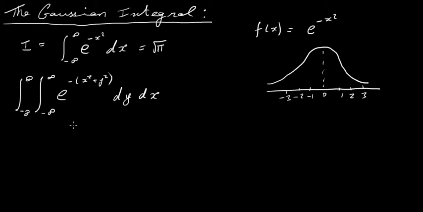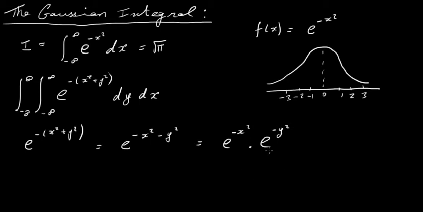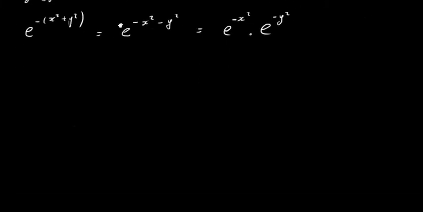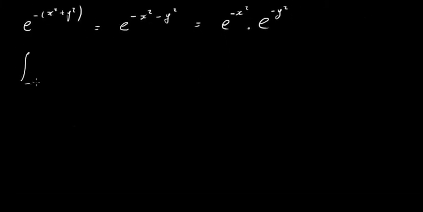Now what I'm going to do first is just have a look at this e to the power of minus (x squared plus y squared). That's just equal to e to the power of minus x squared minus y squared, and that is just equal to e to the power of minus x squared times e to the power of minus y squared by the rules of indices. So our double integral becomes the integral from minus infinity to plus infinity twice of e to the power of minus x squared times e to the power of minus y squared dy dx. Okay, so let's have a look at breaking this up a little bit.